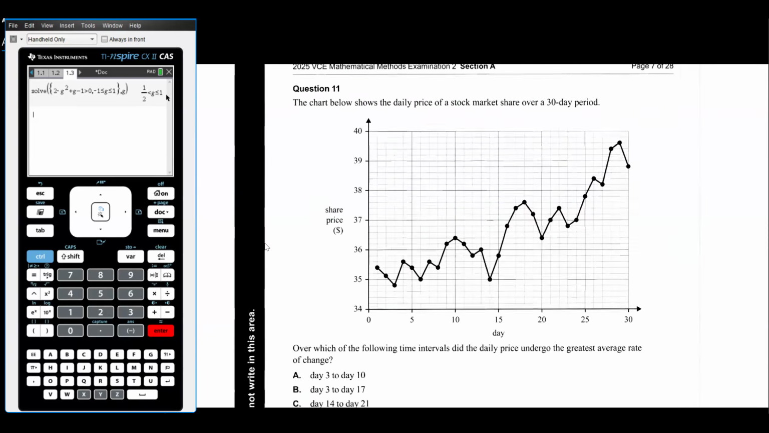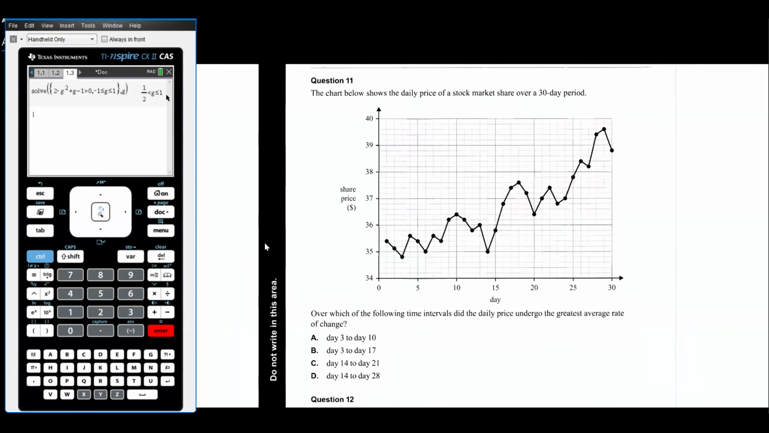Then let's have a look at question 11. The chart below shows the daily price of a stock market share over a 30-day period. We'd like to find the greatest average rate of change. So from day 3 to day 10, the average rate of change will be the gradient of this line segment. So this is option A.